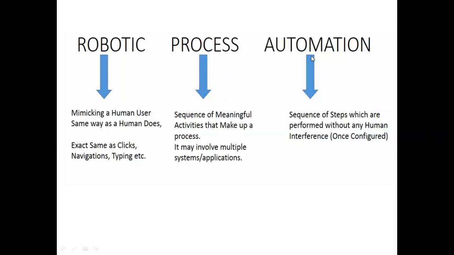Whenever we want to automate that, we are going to define a script, or we are going to define a bot. We call it as a robotic. So robotic, what exactly it will do is, it will mimic like a human user, same way as a human does. Exactly like how a user is going to click and navigate and how he is going to perform it. Same way the bot will do it.